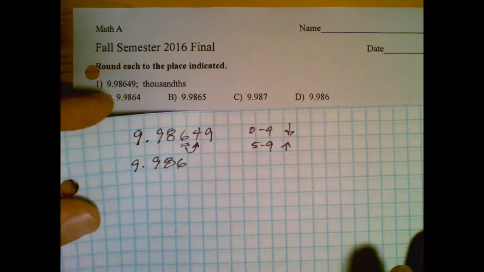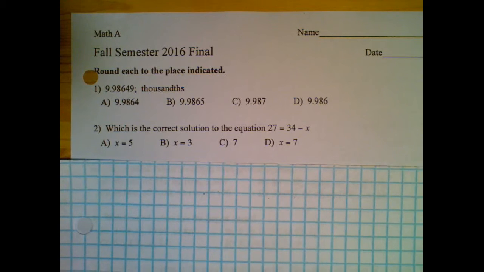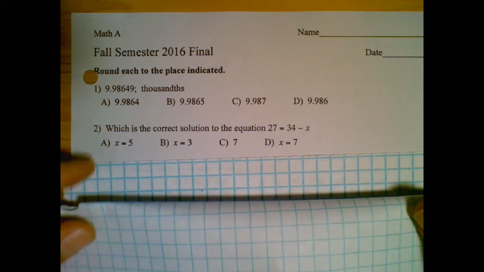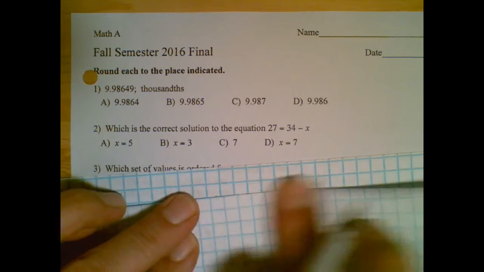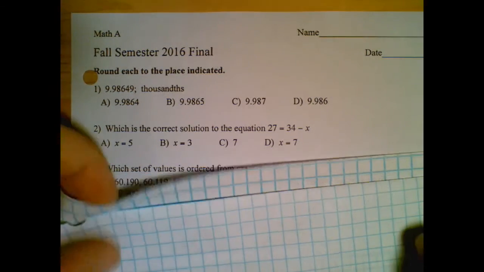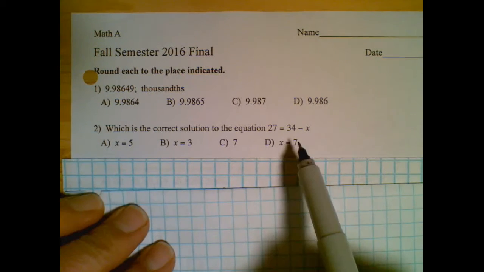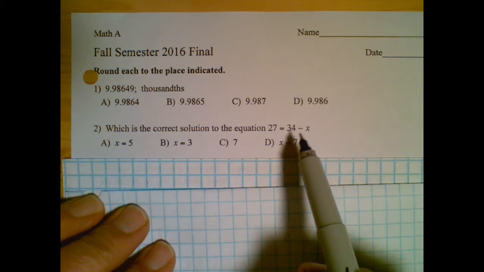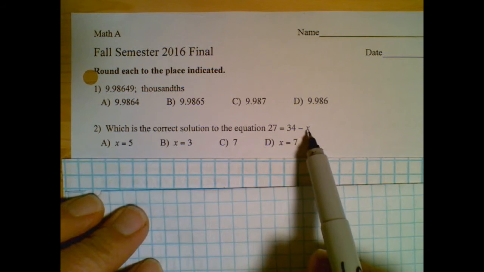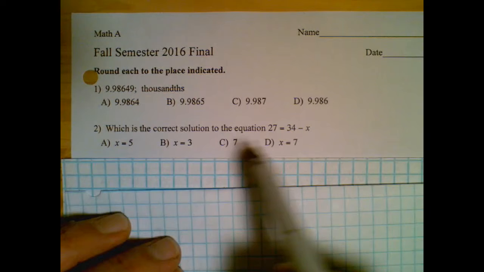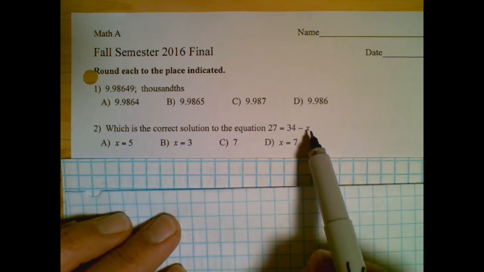Next question. Which is the correct solution to the equation 27 equals 34 minus x? Now in this kind of setting, what's nice is we have answers here that we can literally plug into the question. When we plug in x equals 5, 34 minus 5 is 29. That doesn't work. And 3 won't work. 34 minus 3 is 31.